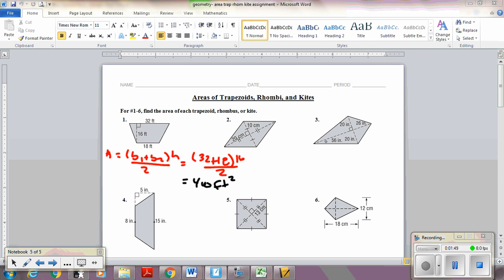All right, on number 3, we have a kite. The reason I know it's a kite is because all 4 sides are not the same. So the area formula for a kite is D1 times D2 divided by 2. That's diagonal 1 times diagonal 2 divided by 2. And so the shorter diagonal is split into 2 equal parts, 20 and 20, so that means the total would be 40. The other diagonal is split into 56 and 26, which would give you 82. And then divided by 2.